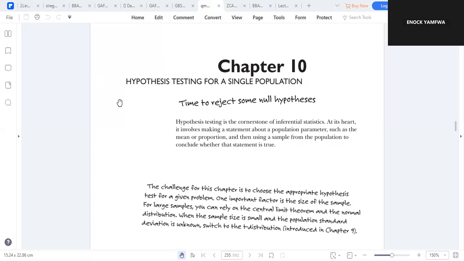For this chapter, we are going to look at how to test a given problem, how to test for one size of the sample, large sizes of sample, and how to apply the principles we had in the previous classes. So just a reminder of our song.